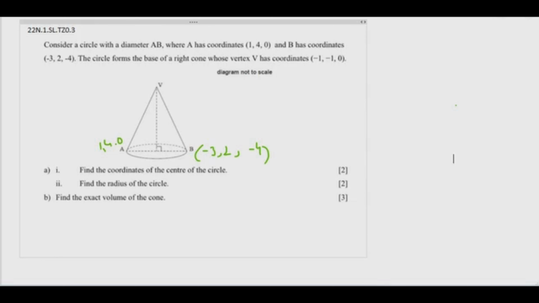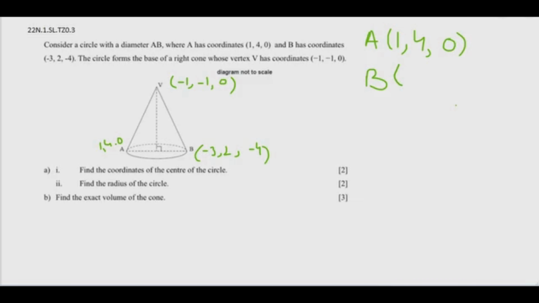Now, what we have to do is find the coordinates of the center of the circle. This point we need to look at. So let's put down the coordinates of V as well. They have already mentioned that this is V. So the coordinates of V are minus 1, minus 1, and 0. So how would we find the coordinates of the center of the circle? Let's have a look. Let's write down the coordinates of A, which are 1, 4, 0. Coordinates of B, minus 3, 2, minus 4.